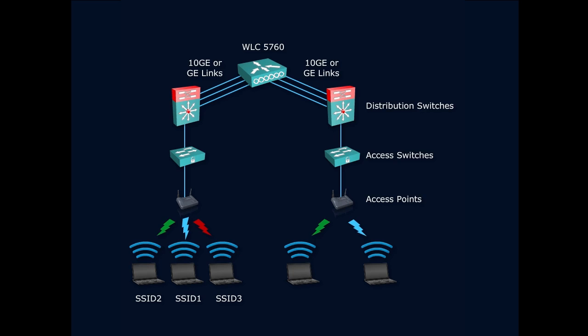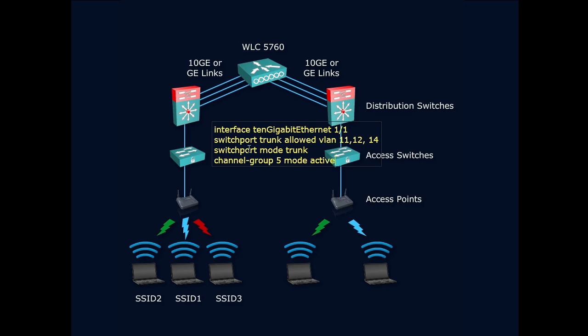In terms of what kind of configuration would we use, what does it look like? It's similar to what we saw in the AirOS, but just a little bit different. Let's see if we can squeeze it in here. Okay, so interface, right? TenGigabitEthernet 1/1/1. We would do that for each of our interfaces. Switchport trunk allowed VLAN 11, 12, 14, whatever we need. Switchport mode trunk. And then channel-group 5 mode active.